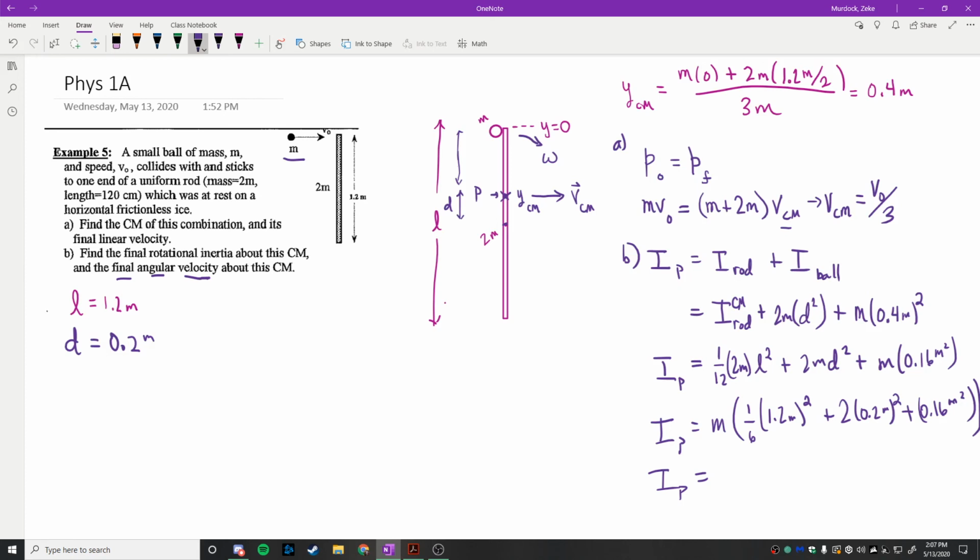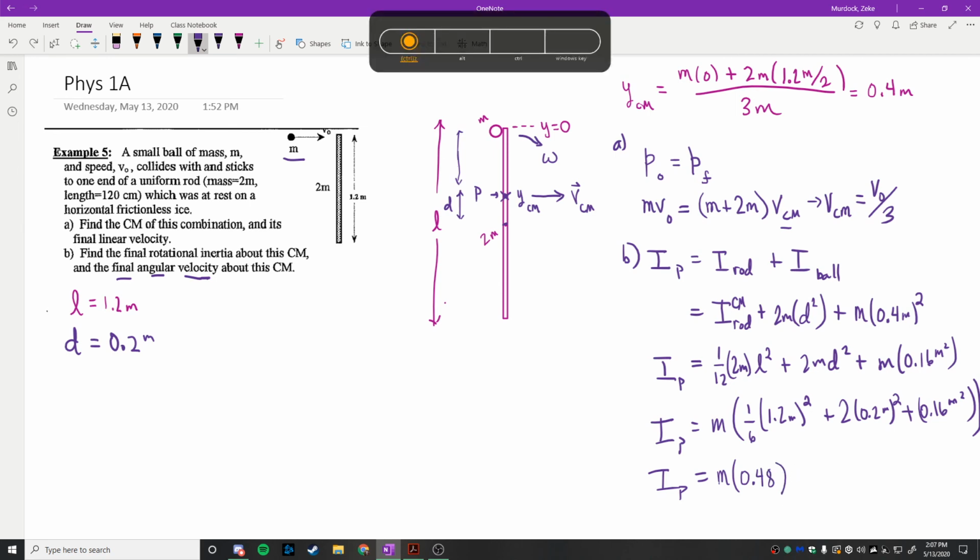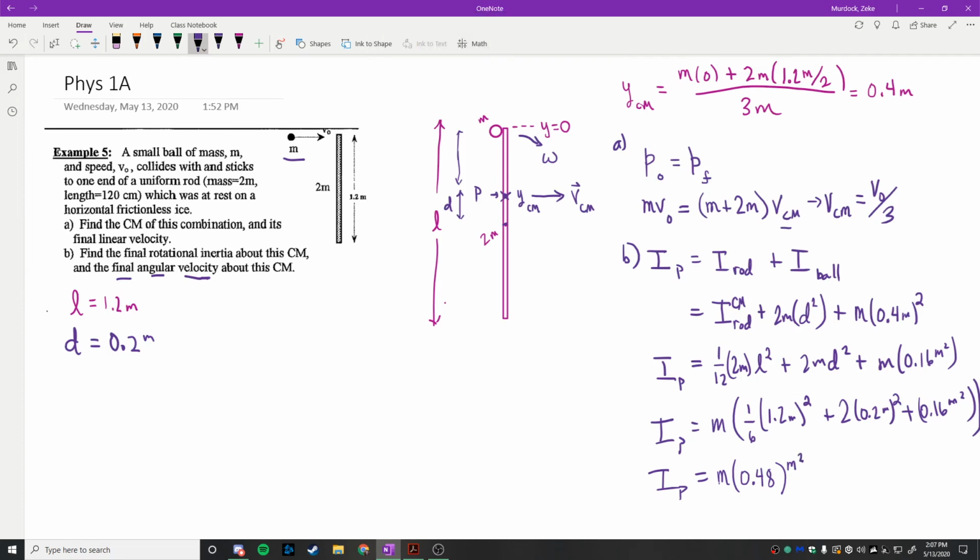I can't do this in my head. What do you guys get out of this? You said it was like 0.48, is that right? And then I'll say it's meters squared by putting it up there. Is that right? I can't see you guys if you're typing. Does that look right to you guys?